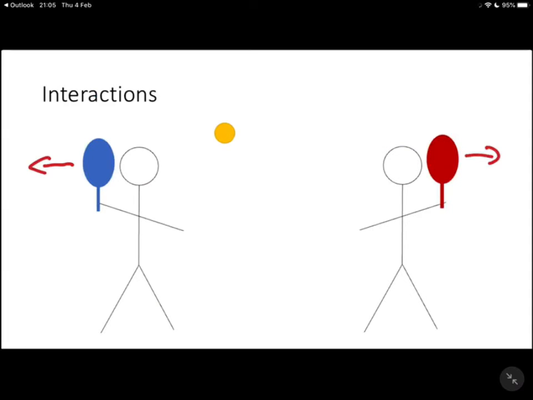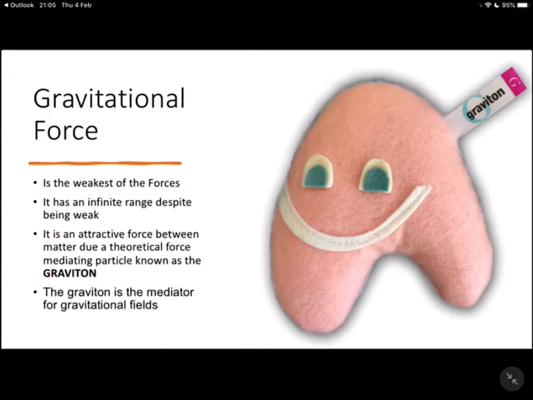Let's take a look at some of these force-mediating particles now. The gravitational force is the weakest of the forces. Despite being the weakest, it actually has an infinite range. The gravitational force is an attractive force between matter, and is due to a force-mediating particle known as the graviton. The graviton is theoretical and has not been discovered yet. The graviton is the force-mediating particle for gravitational fields.